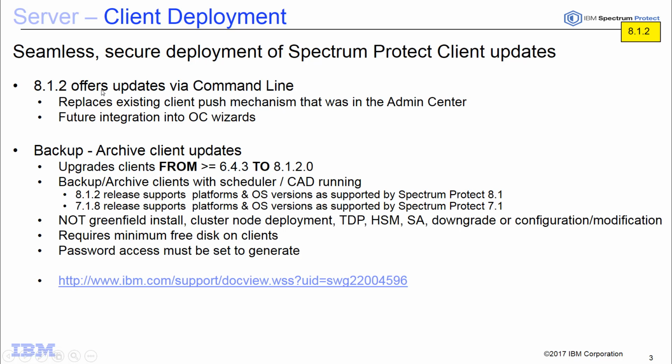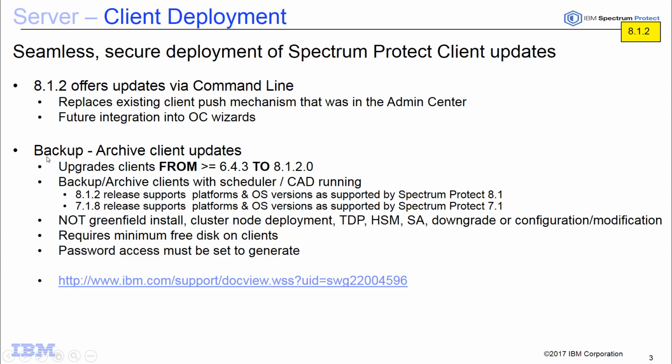In 8.1.2, you can now utilize client deployment to seamlessly and securely deploy Spectrum Protect client updates. 8.1.2 offers this ability via the command line, and this replaces the existing client push mechanism that was in the admin center. We are looking at integrating this in the future into the Operations Center as well.